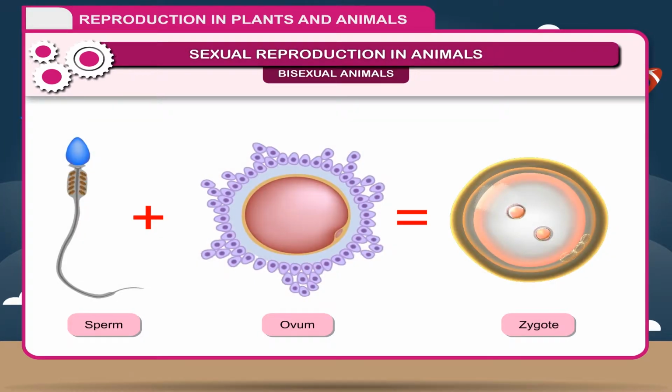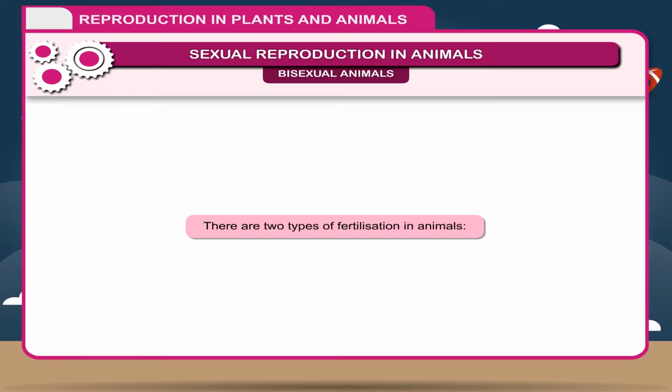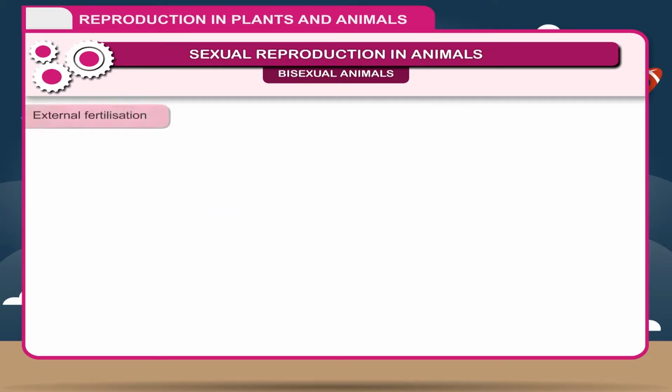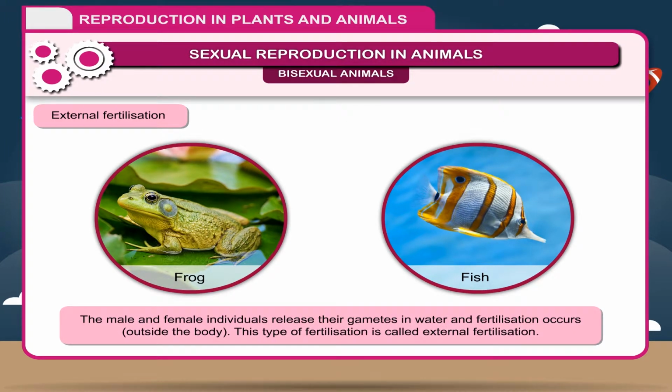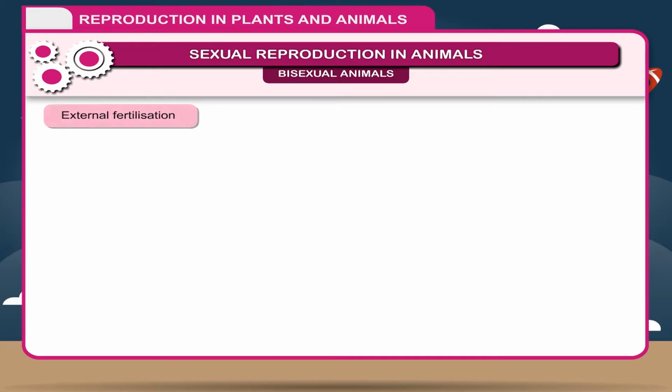During fertilization, the sperm fuses with the ovum, forming a zygote, which undergoes a number of changes and develops into a new individual. There are two types of fertilization in animals. External fertilization. In some animals, such as frogs and fishes, the male and female individuals release their gametes in water and fertilization occurs outside the body. This type of fertilization is called external fertilization.